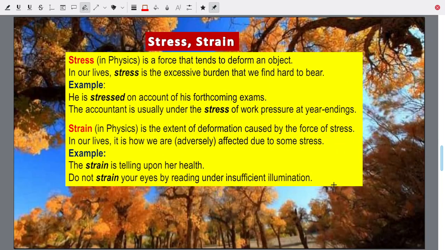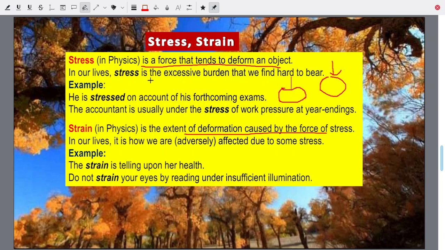Stress and strain. Stress in physics is a force that tends to deform an object. If you have a ball like this, and if you apply a stress or a force, it will deform. So the force is called the stress, and the extent of deformation is a strain. So stress is a force, and how much it deforms the body, that is strain.